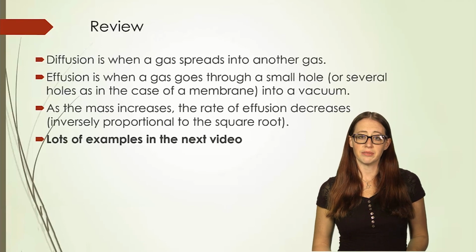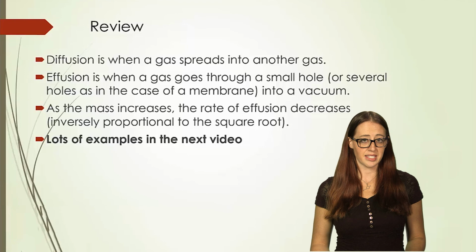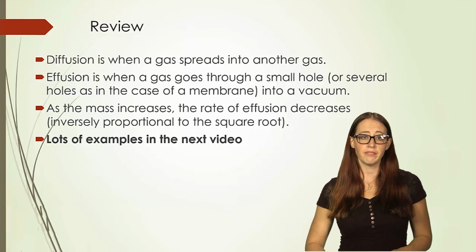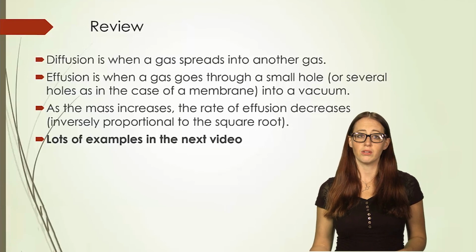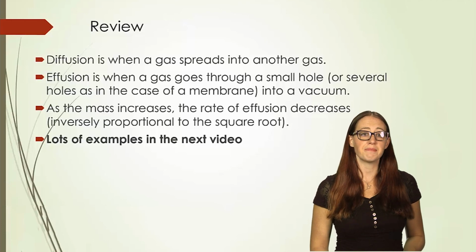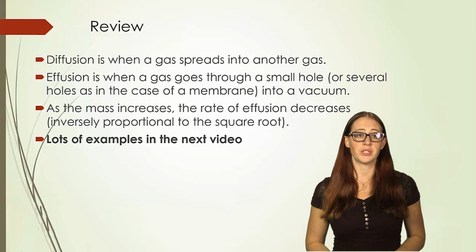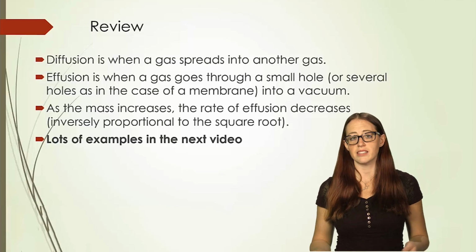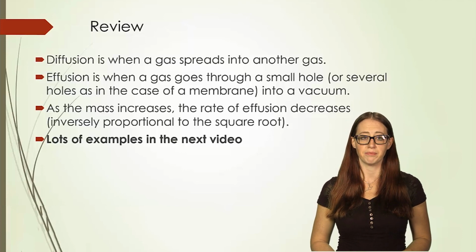In review, diffusion is when a gas spreads into another gas. Effusion is when a gas goes through a small hole, or several holes, as in the case of a membrane, into a vacuum. As the mass increases, the rate of effusion decreases. And this makes sense with what we have based on the URMS math speed. In the next video, we'll be doing lots and lots of examples.